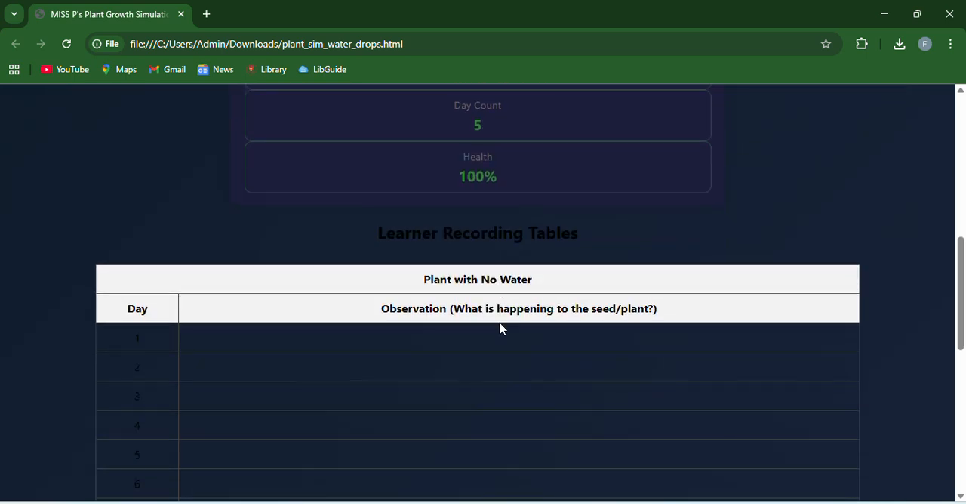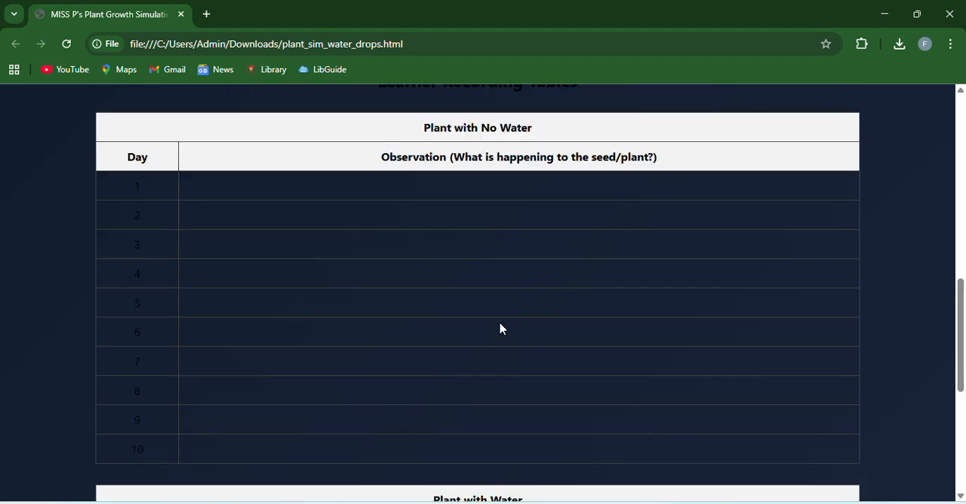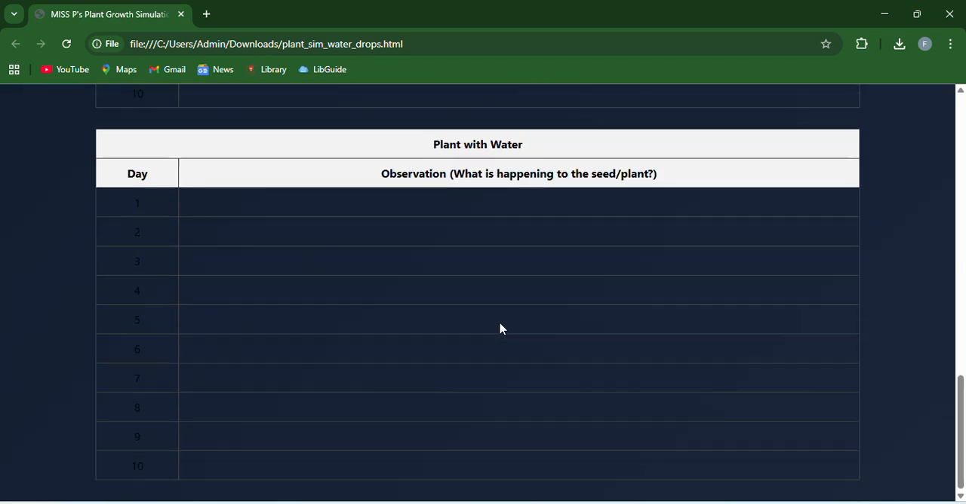Moving on, here is where they are going to put in what they have observed, or record. They will have to count day 1, what was happening on day 1, how many days it took, maybe in some rows, day 2 and 3 was when germination was happening. Then the second table is where they will have the plant with water, what they observed, and what was happening to the plant.